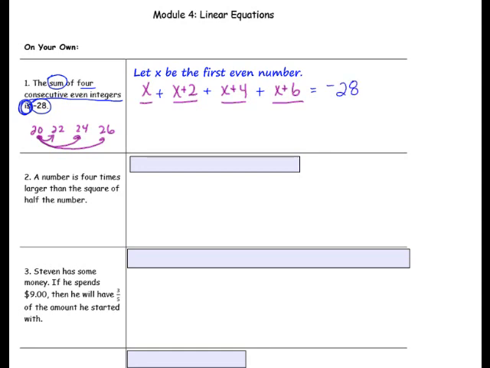Now some people might simplify this and combine like terms. So here you have x, x, x, and x all added together. So you could say 4x. And then you can combine your constants, 2 plus 4 plus 6, and that would give you 12, is equal to negative 28. These are equivalent. The second has just been simplified.